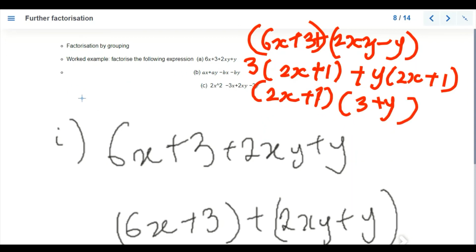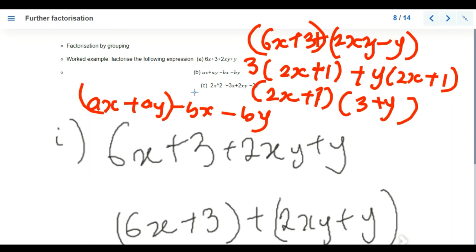Let's look at the second one quickly. We have ax plus ay minus bx minus by. Now let's put it in pairs. We have this in brackets. So what is common to ax plus ay? a is common to both of them. We are bringing out a here.